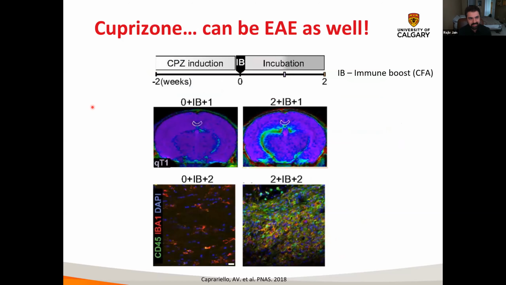And as a fun fact, cuprizone can also be converted into EAE. So the STICE lab here at U of C has shown quite nicely that if you do a brief cuprizone induction period followed by an immune boost, where the immune boost is the CFA component that we use in the EAE induction, you can actually convert this cuprizone model into a model of central nervous system autoimmunity, wherein basically damage to the brain leads to a secondary immune response that then invades the central nervous system.